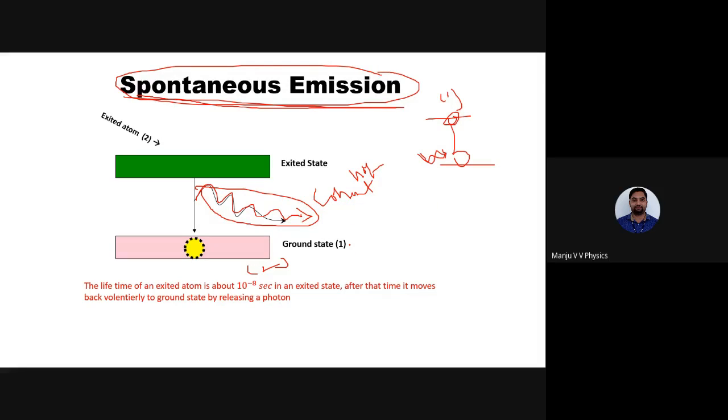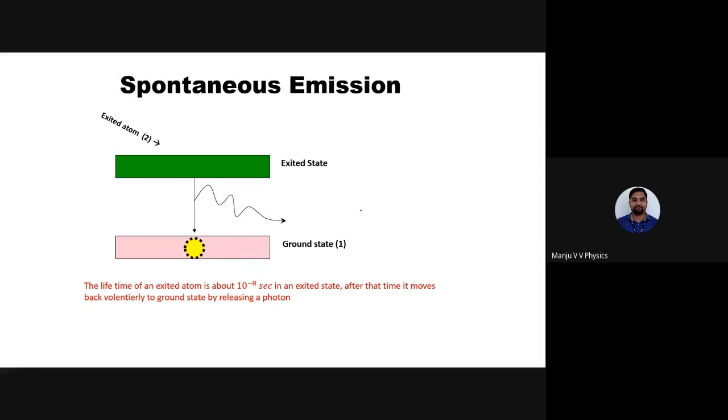Now, can anybody tell me, it depends on this process, depends on what parameter? Number of atoms, very good. What's your name? Ronit. Puneet. Very good. It depends on only one parameter because you are not passing in energy. By itself, it is coming to the ground state. If there is one atom, one will come to the ground state; if there are three atoms, three will come. It depends on the number of atoms in the excited state.